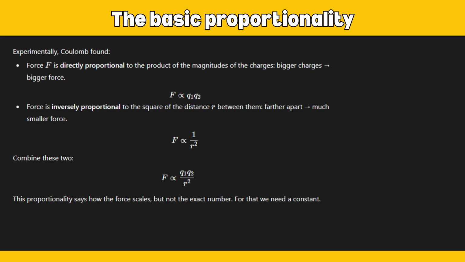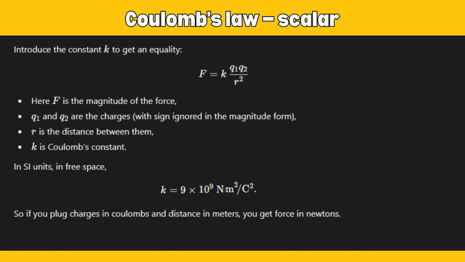In symbols, we write F is proportional to Q1 times Q2 divided by R squared. To turn this proportionality into an equation, we introduce a constant K. The full equation becomes F equals K multiplied by Q1 times Q2 divided by R squared. Here, F is the force in newtons, Q1 and Q2 are the charges in coulombs, R is the distance in meters, and K is Coulomb's constant. In free space, the value of K is 9 times 10 to the power 9 Newton-meter squared per Coulomb squared.